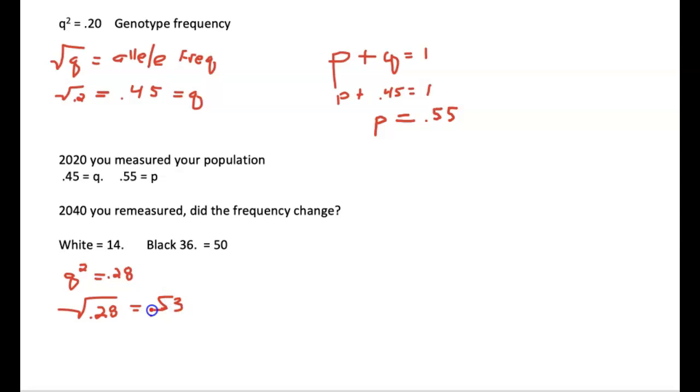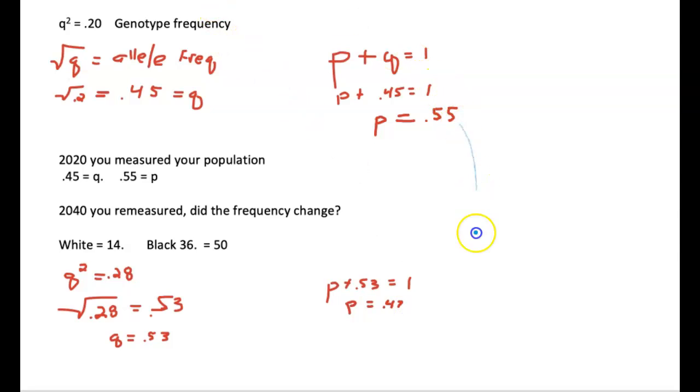0.53. So this is Q, 0.53. So then I come back to P plus Q equals 1, P plus 0.53 equals 1, P equals 0.47. So here's where your flag goes up.